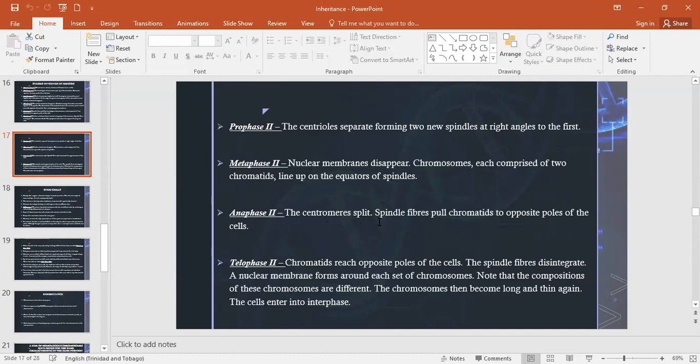And your telophase 2, which is where you will have your spindle fibers disintegrating because the chromatids would have reached opposite poles of the cells. And once they are in those opposite positions, you will have the nuclear envelope beginning to split again, and you will get new cells, all right? And of course, the compositions of the chromosomes would be different, all right? So remember these, so let's go. Prophase, metaphase, anaphase, and telophase.